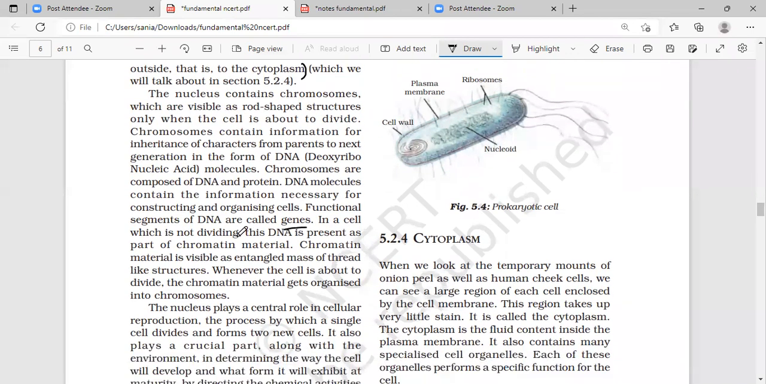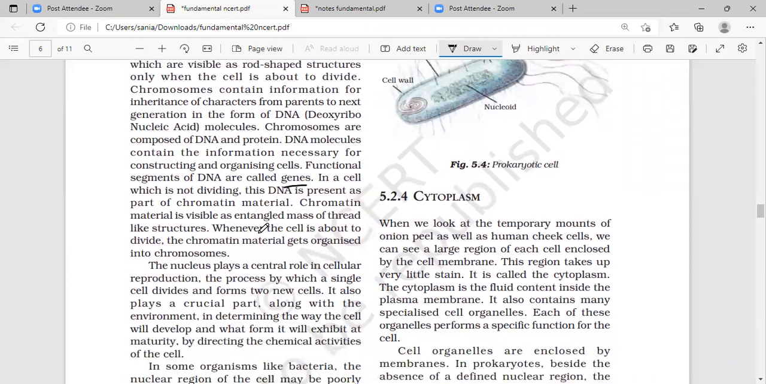In a cell which is not dividing, this DNA is present as a part of chromatin material. Chromatin material is visible as an entangled mass of thread-like structure. Whenever the cell is about to divide, the chromatin material gets organized into chromosomes.